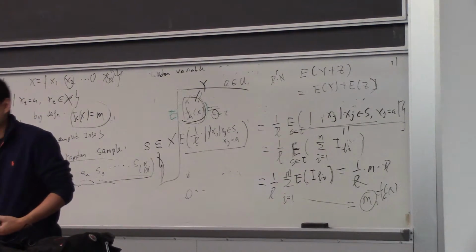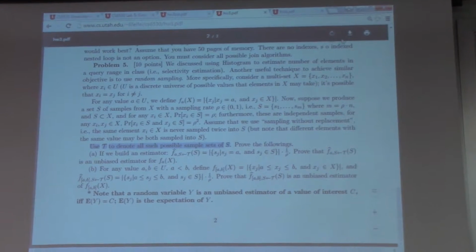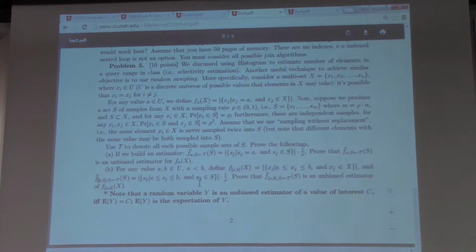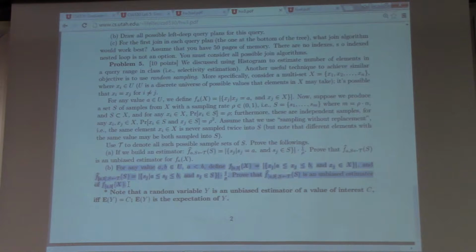Proof number 2 is actually easy. Why do I claim proof number 2 is easy? First of all, what is the thing I asked you to prove? The first one is just estimating the frequency of one element. What about a range, like a histogram? How many values between 10 and 50? How many students with GPA between 3 and 3.5? I ask you a range rather than just a simple how many students with GPA equal to 3.0, right? So that's the difference here.